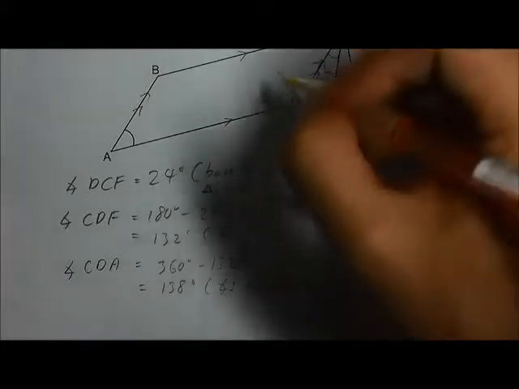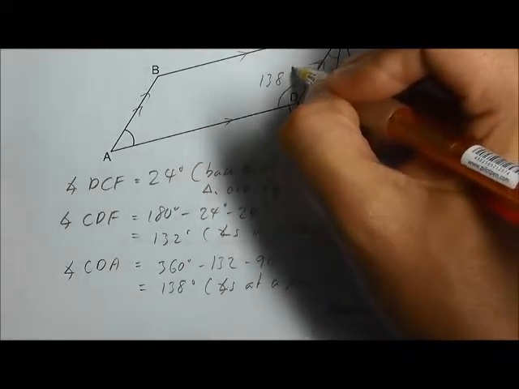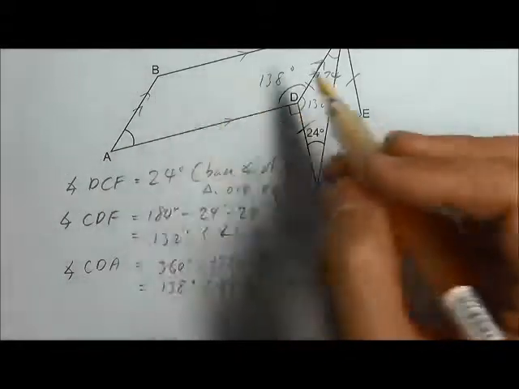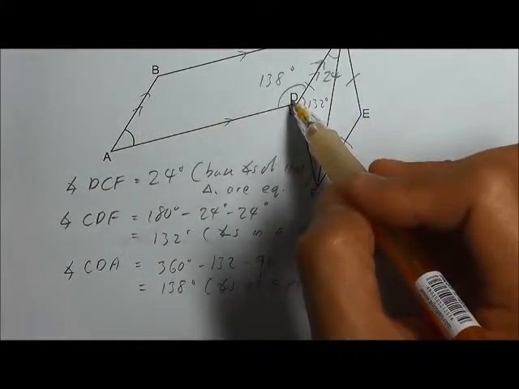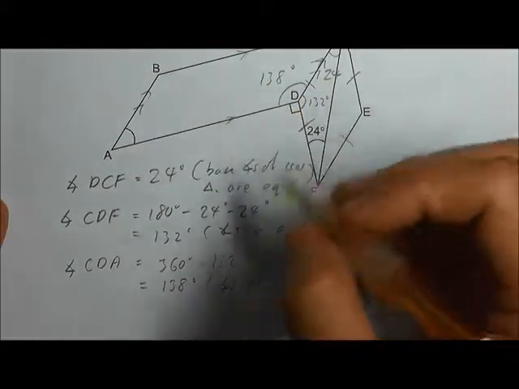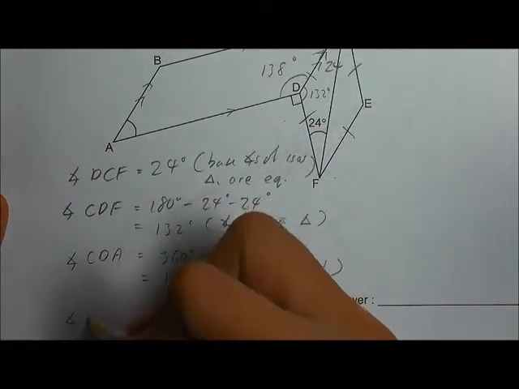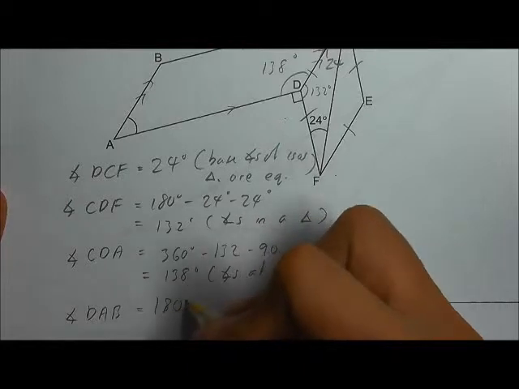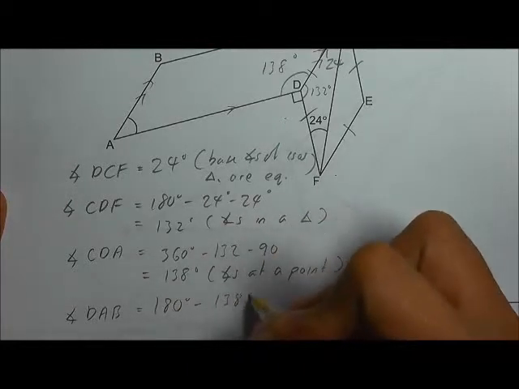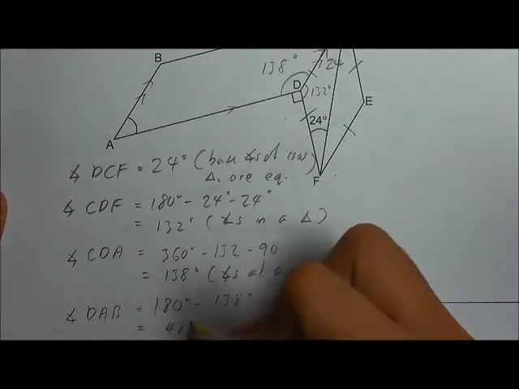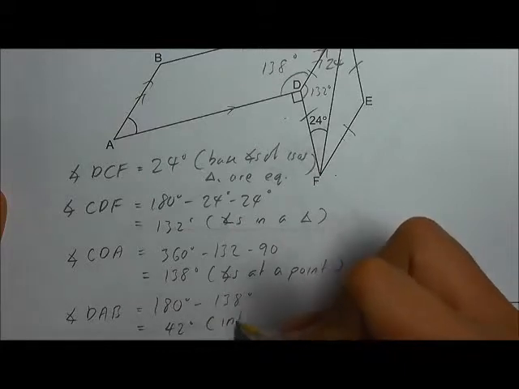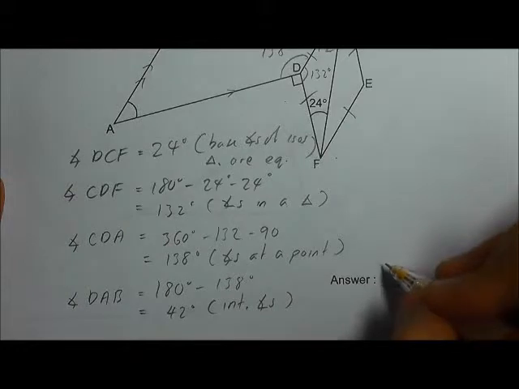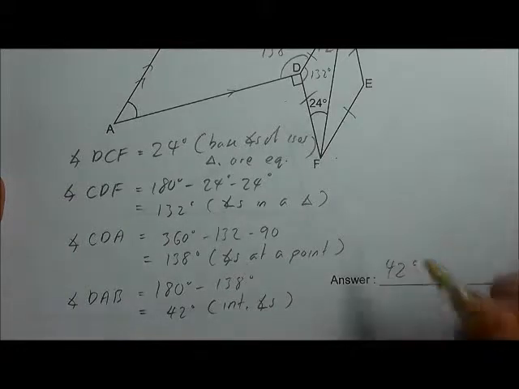Okay, then we can find out what angle DAB is, because these two angles are interior angles. So angle DAB is equal to 180 degrees minus 138. That will give us 42 degrees. This is due to interior angles. Okay, so the answer is 42 degrees.